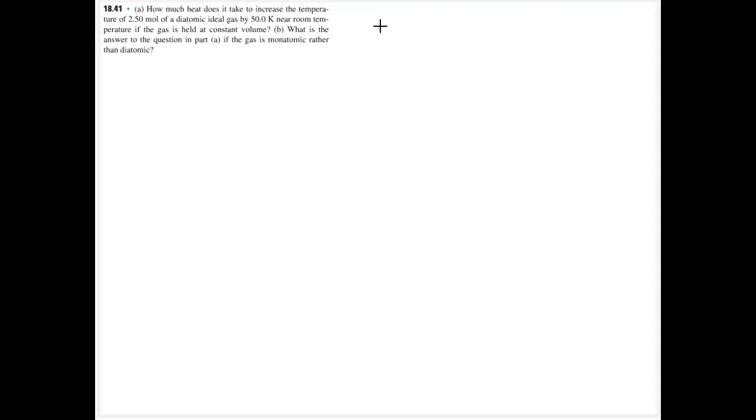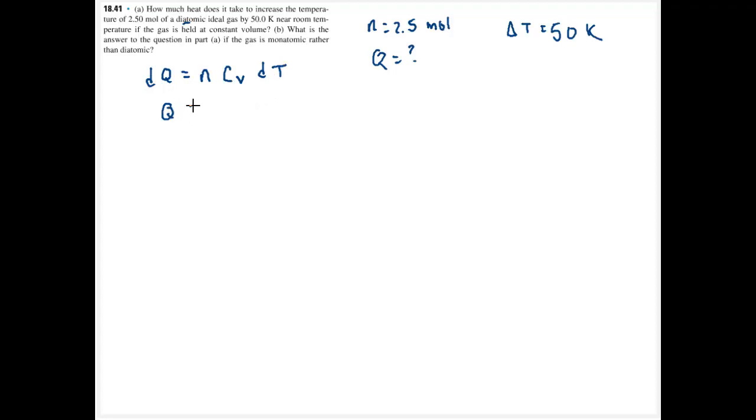Okay, last problem. Take a second to read it. I know that I have 2.5 moles of an ideal diatomic gas, and I'm going to change the temperature by 50 Kelvin, and I'm asked how much energy does that take. Now I know that for very tiny changes in heat, I'm going to be able to relate that to the number of moles multiplied by the molar heat capacity multiplied by the very small change in temperature. So for a larger change in temperature, it's going to be equal to the number of moles, molar heat capacity, and then simply my change in temperature.